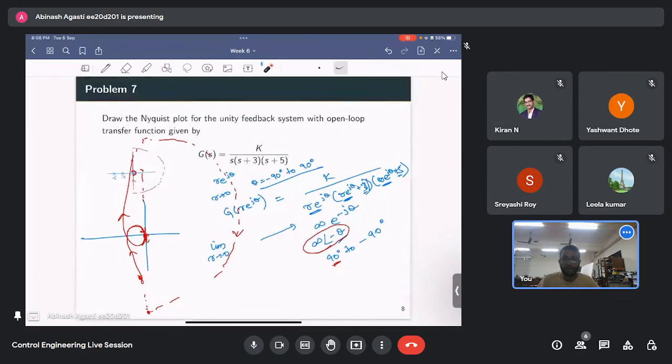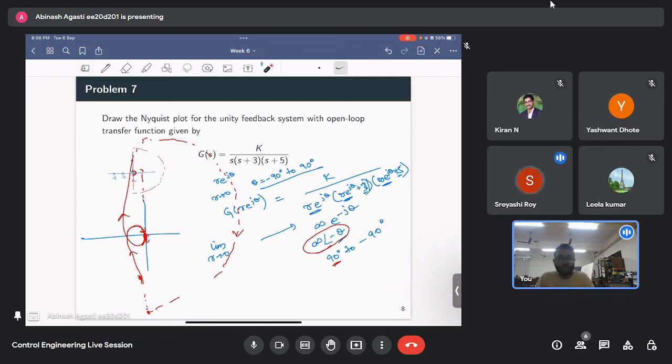Is it clear? Yes, sir. Okay. So with that we can stop for today's session, and practice as many problems as possible. Only after that will this Nyquist plot and all feel comfortable. But the concept is the same only. We want to map the entire right half plane and see whether there are any encirclements of the -1 point or not. That will give us the number of closed loop poles in the right half plane.